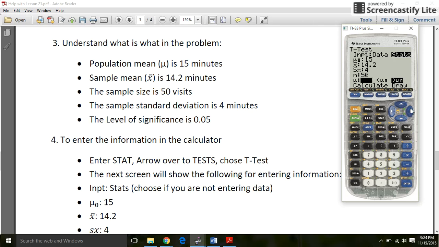So this is a less than, so I'm going to go to the one in the middle, hit enter so it blinks at me, and then I'm going to go to Calculate and hit enter. All right, so I have a t-test at the top because it tells me the correct test that I did. Mean is less than 15. Again, that's the same as my alternative. And then my t test statistic equals negative 1.4142. My p-value is what I'm looking for. P equals 0.0818, which is great because that's what I was looking for.